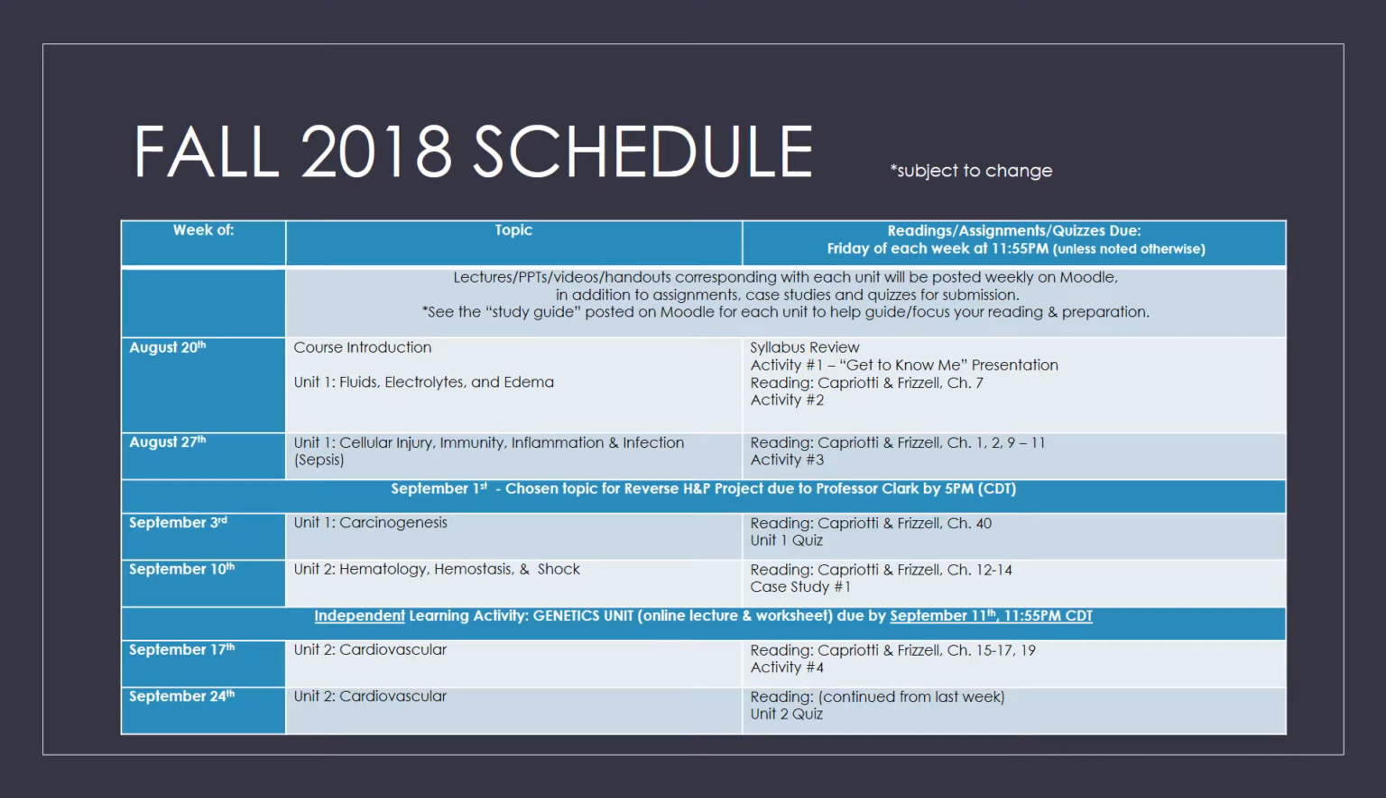So this is in regards to that reverse H&P project that we just talked about. What you are able to do with this project is actually choose what your topic is. So if you are really interested in an aneurysm of the brain, you can choose that for your topic. If you are interested in hypothyroidism, you can choose that.